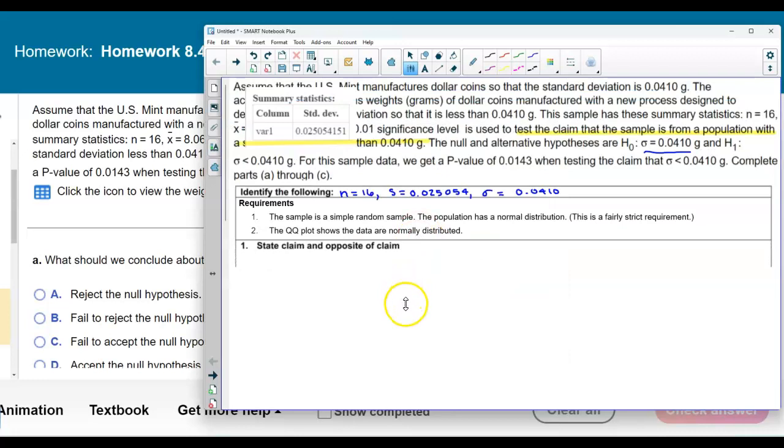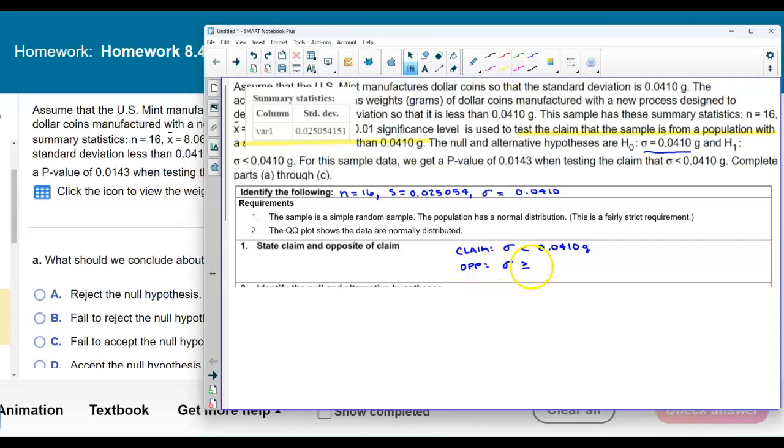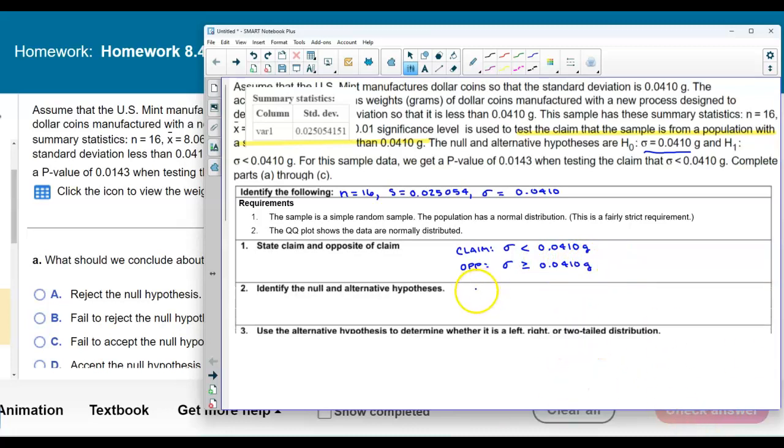Okay, so now let's state the claim and the opposite of the claim just to check what they got for their null and alternative hypothesis. What we saw from the claim that we highlighted was that the population standard deviation is going to be less than 0.0410 grams. And therefore the opposite of the claim would be that it's greater than or equal to 0.0410 grams.